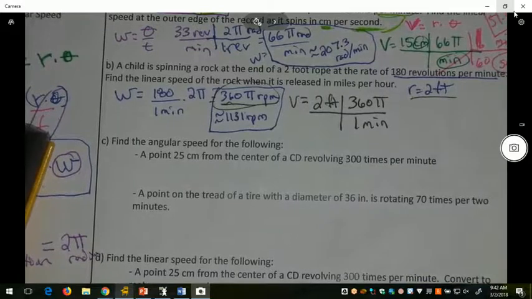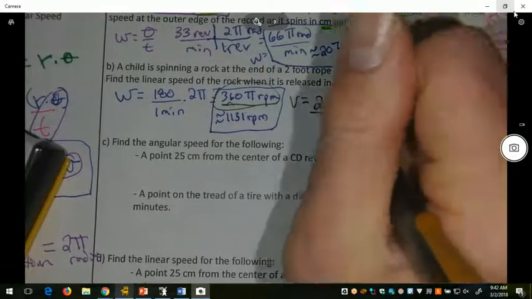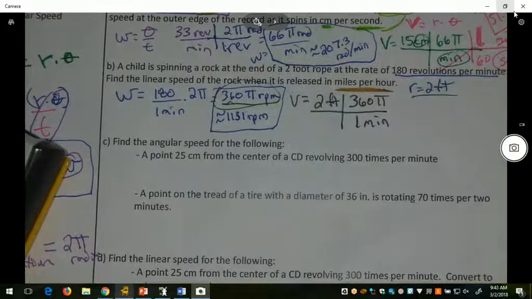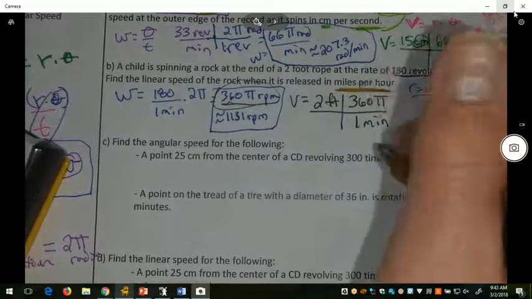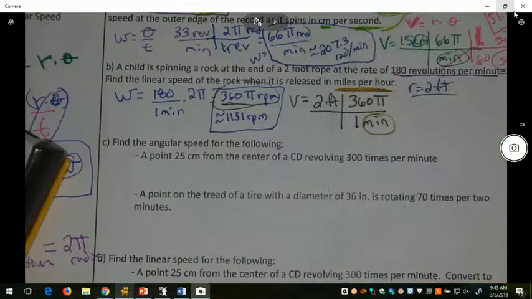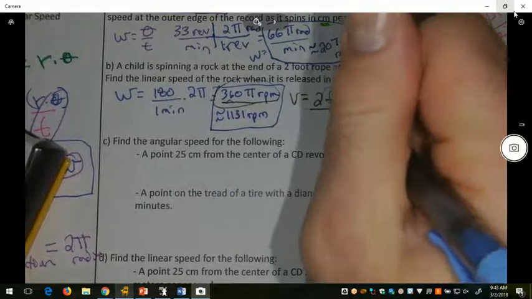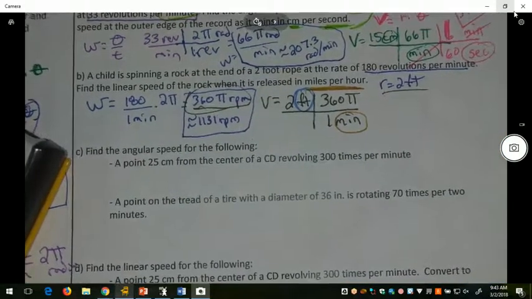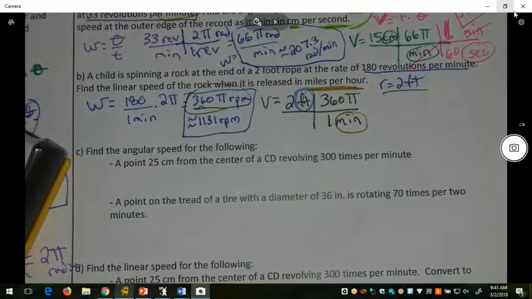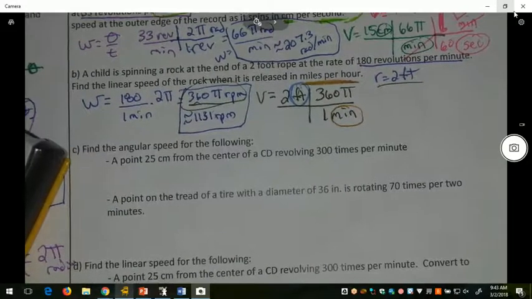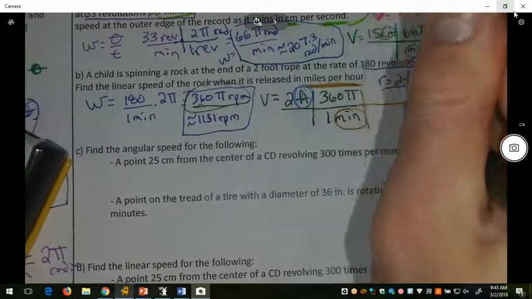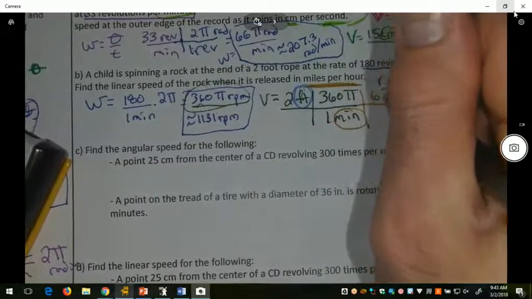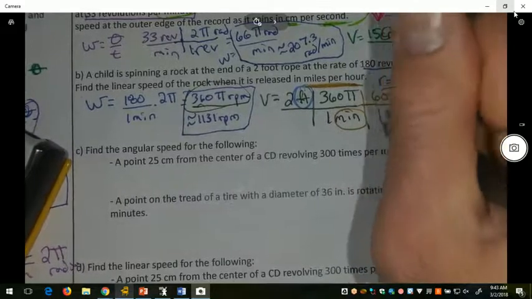But that's not what they want. They want miles per hour. So we have to convert both time and linear units in order to get our final answer correct. Which one do you want to do first, time or linear units? Time? Time's easy, right? We have to get rid of minutes. It is 60 minutes to every 1 hour.